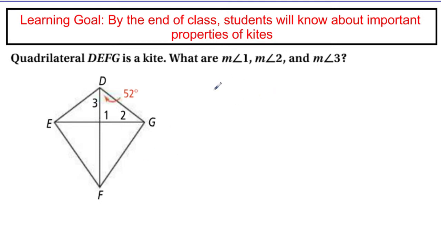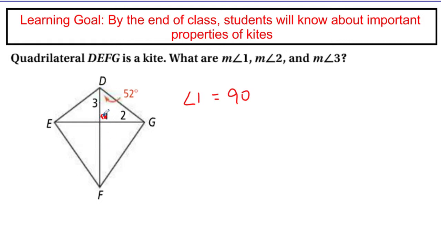Okay, so if we're going through this, we're going to be able to say right away that angle 1 is 90 degrees. That is at the intersection of diagonal EG and diagonal DF. So I'm going to say angle 1, 90 degrees. Okay, so I'm going to try to squeeze that in here so we can see it in the picture.